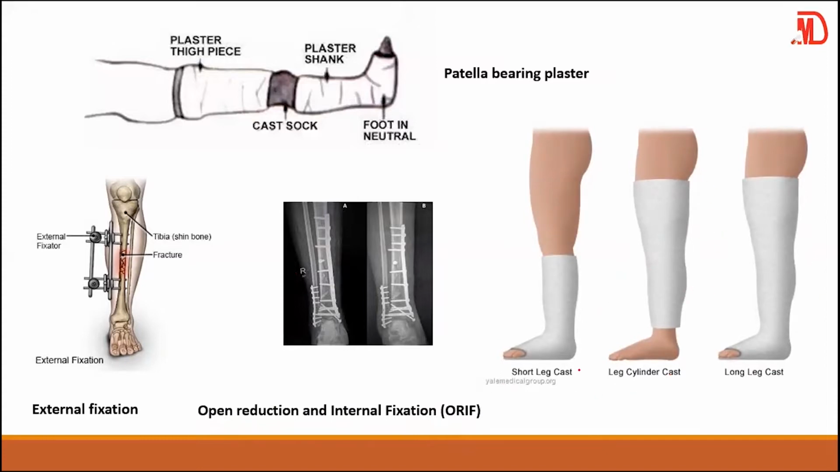So we have short leg cast, leg cylinder cast, and then long leg cast. So all of these are all this. You can read more about these things in BAHA. You can read more about them. All right.